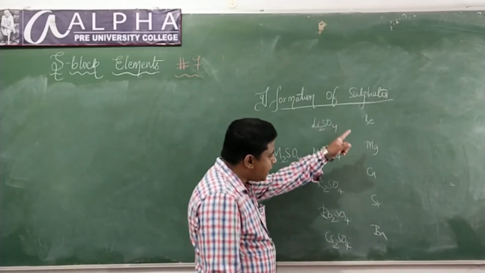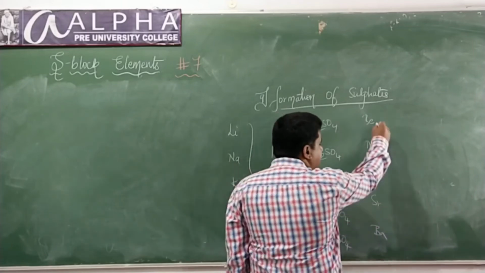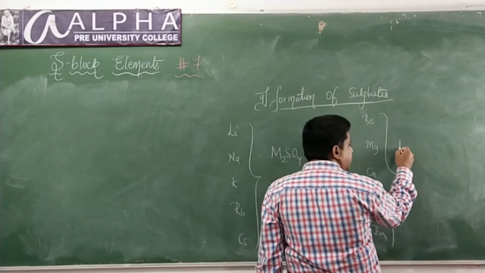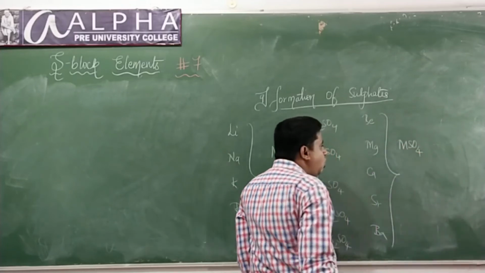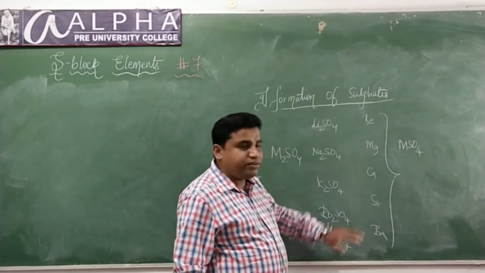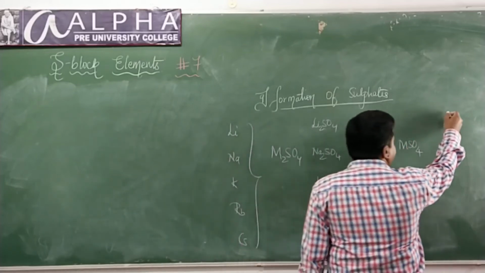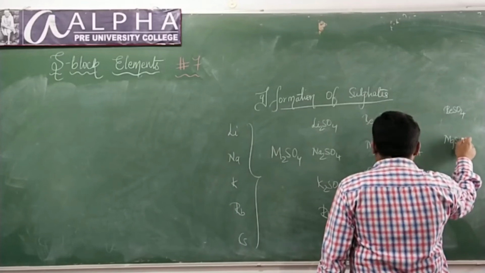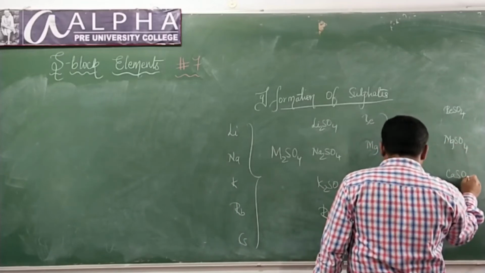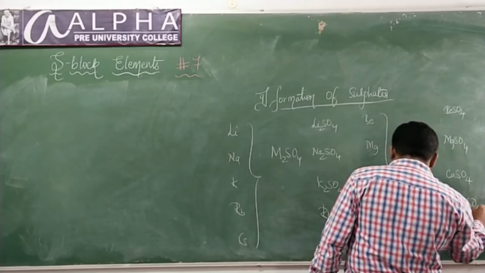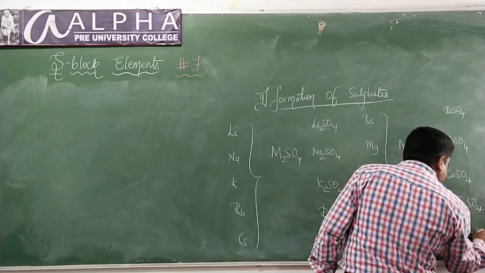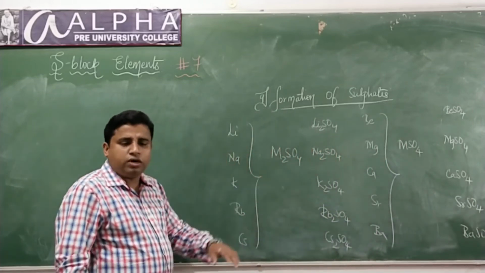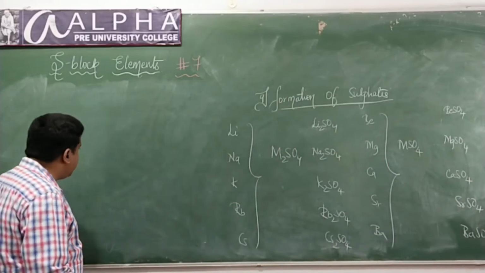All alkaline earth metals will form sulfates of the type MSO4. For example, beryllium sulfate, magnesium sulfate, calcium sulfate, strontium sulfate and barium sulfate, BaSO4. That's it. There is nothing much to deal with sulfates here. But I will take one question.